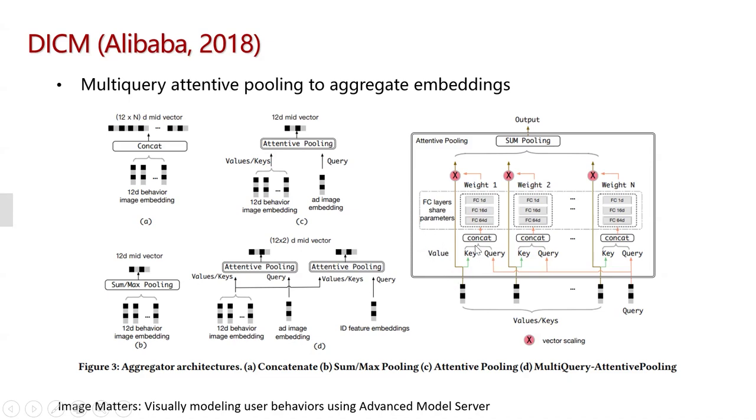So in this way, the computation of the attention weights may be more accurate because they use more layers to compute the attention weights. So the selection of the key and value vectors may be better, right?